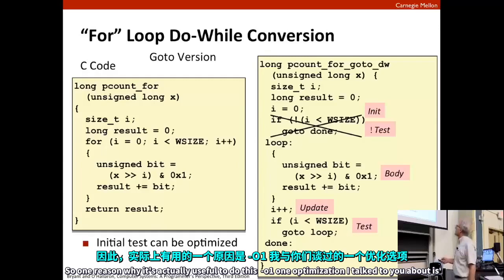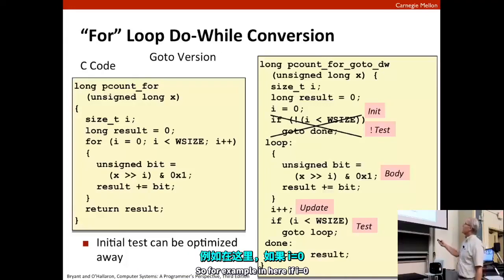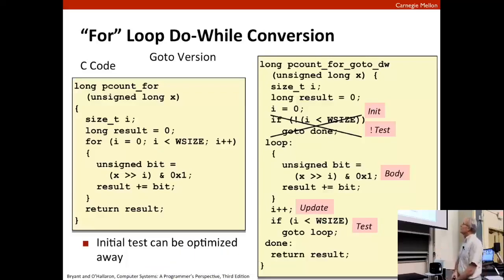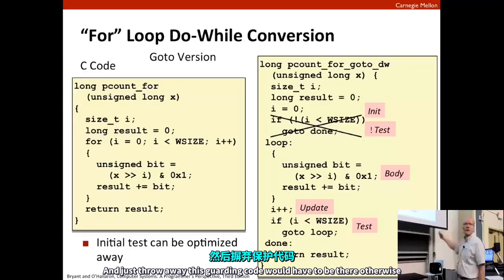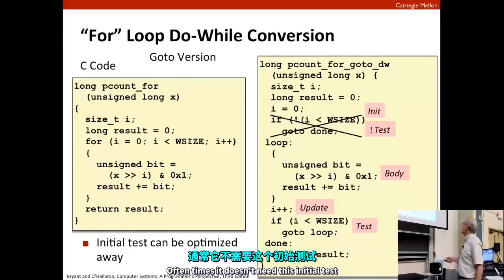So one reason why it's useful to do this -O1 optimization I talked to you about is that it's fairly common for the initial test to be trivially true. For example, in here, i equals 0, and I'm comparing it to the word size, which would typically be 32, well, that test is true. That's a certain thing. And so what you'll see is that the compiler can figure that out and just throw away this guarding code that would have to be there otherwise. So that, I believe, is the main reason why this is the transformation used at the -O1 optimization level: oftentimes it doesn't need this initial test.